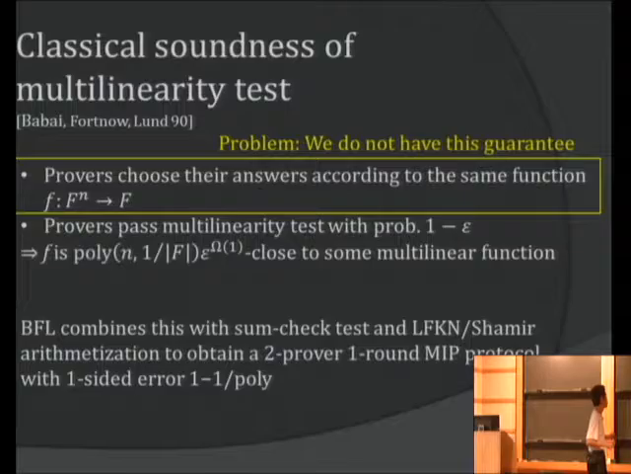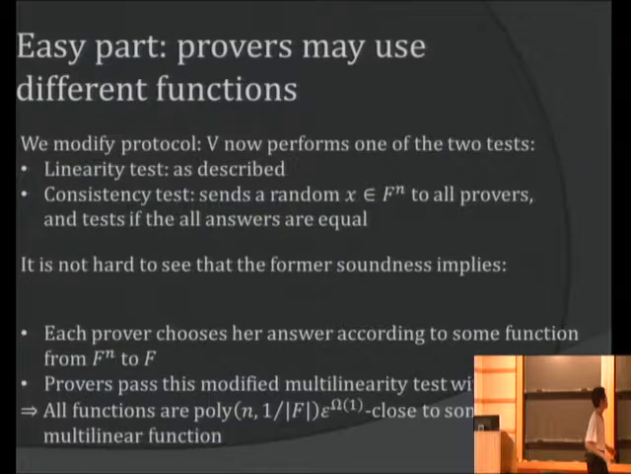And of course, for us, the problem is we don't have the guarantee that provers choose their answers according to some function. So it's easy to remove the restriction of this same function. So first, if we consider the case where provers may use different functions, we can still modify the test so that we can deal with that part.